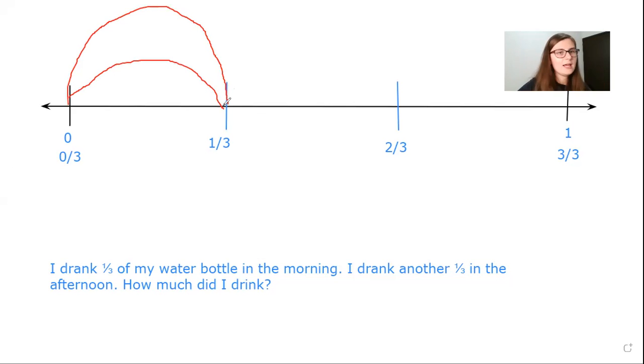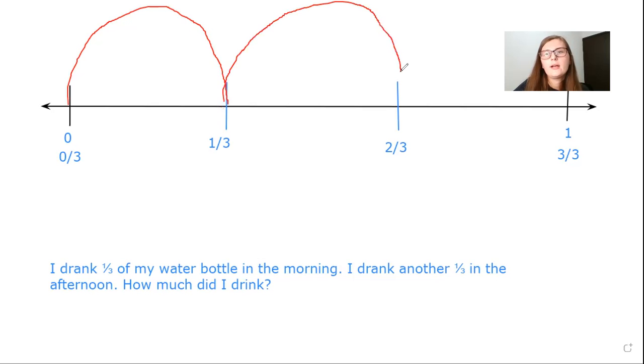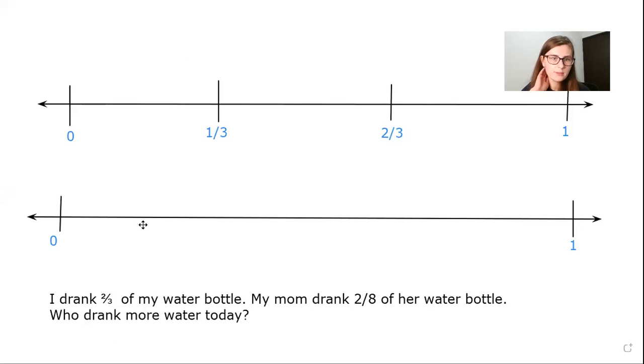So we're adding our fractions, which means we're going to start at the 1/3 and go one more third. Now the question, how much did I drink? Well, I ended up at 2/3. So I drank 2/3 of my water bottle. Now for the next problem that we're going to do, we're going to add to this problem. So we know that I drank 2/3 of my water bottle. And we already arrived at that conclusion.